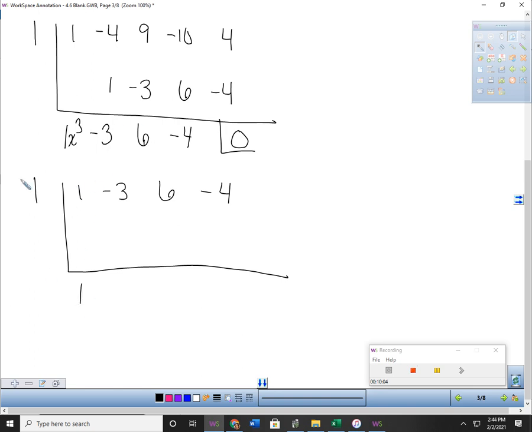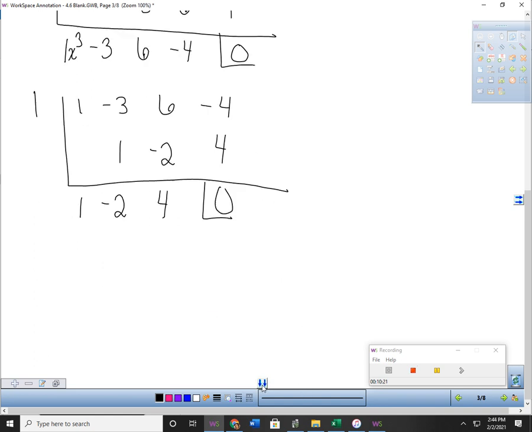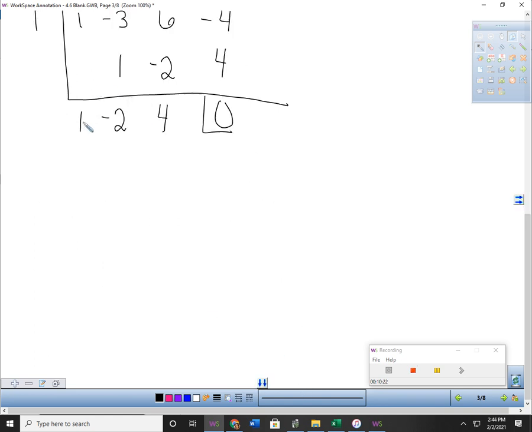So I drop the 1. 1 times 1 is 1, plus negative 3 is negative 2, times 1 is negative 2, plus 6 is 4, times 1 is 4, which gives me a remainder of 0. So this would be x to the second. So I have x to the second minus 2x plus 4.